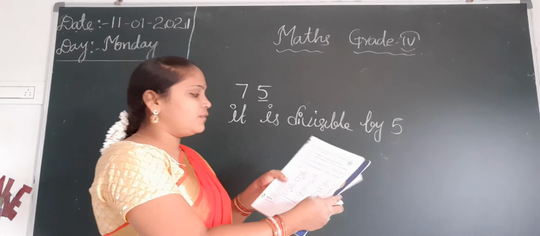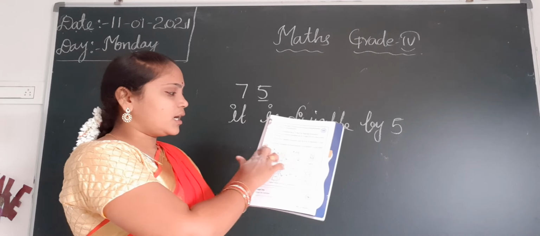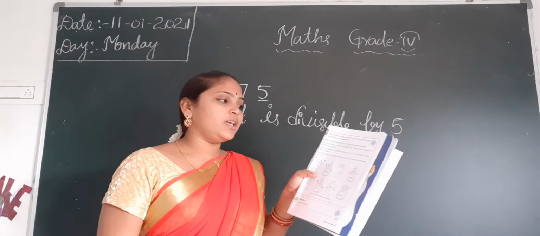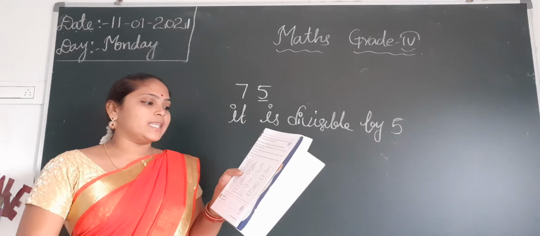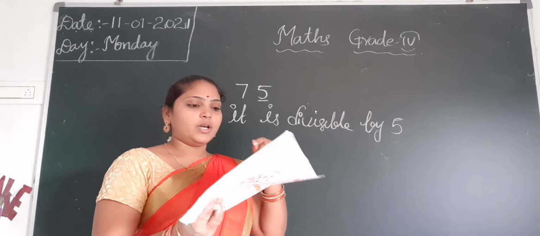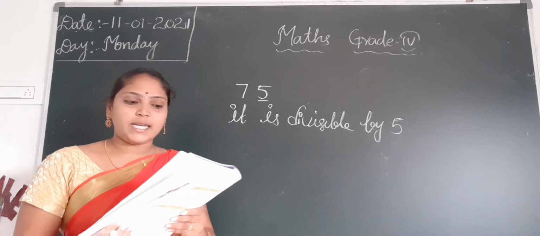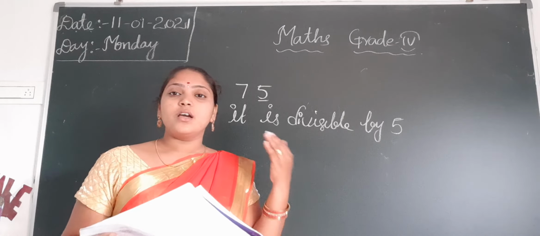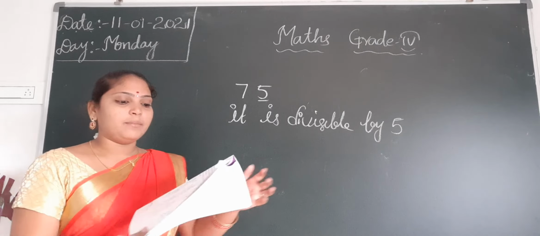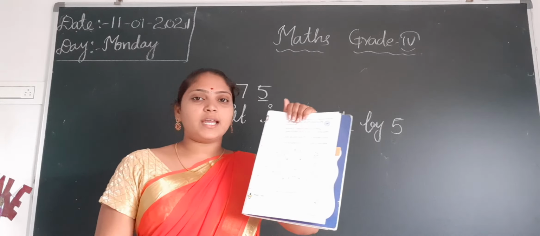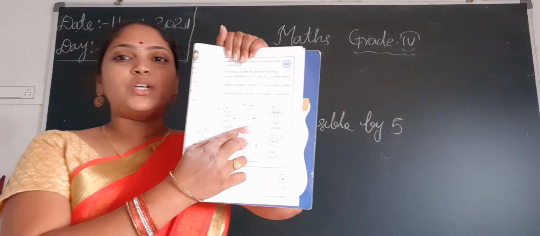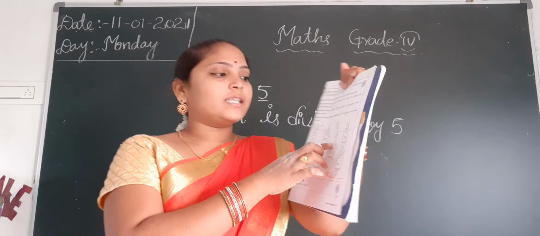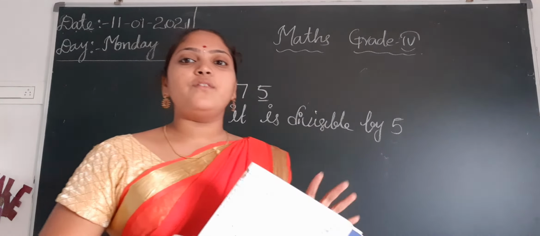So here, everyone observe the third clue, children. Anyone wearing a number divisible by only 5 is a soldier. Color them in green. So anyone wearing a number that is divisible by 5 is a soldier. Color them in green. What do we have to do, children? Color the third picture using green color.